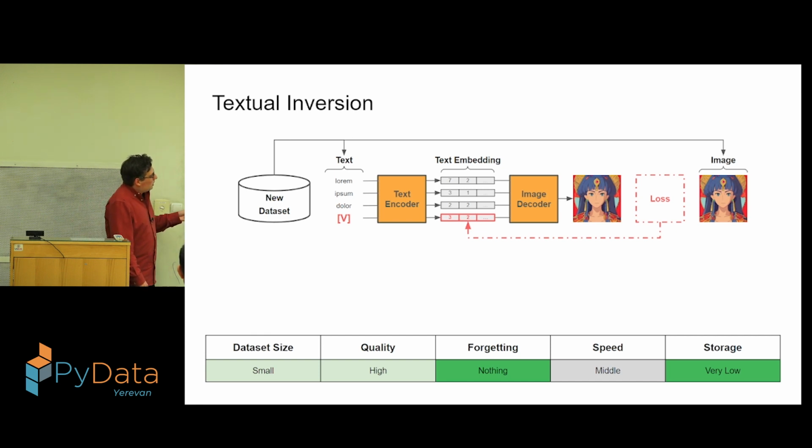This is one of the most interesting ones, because it's a paradigm shift from the other two. In this case, it works with small data sets, even very, very small. We can even work with one image. The quality is still pretty high, slightly less than Dreambooth, but still high.